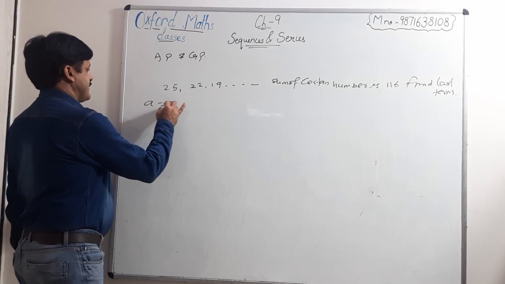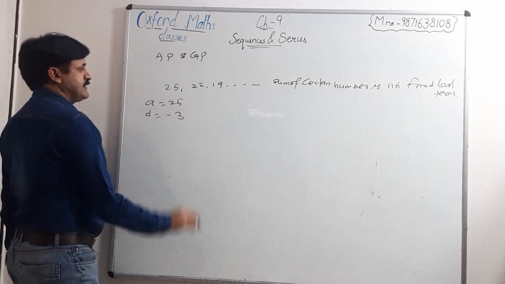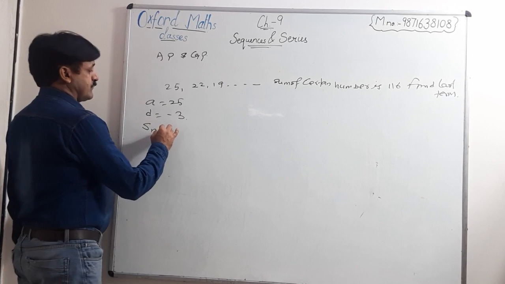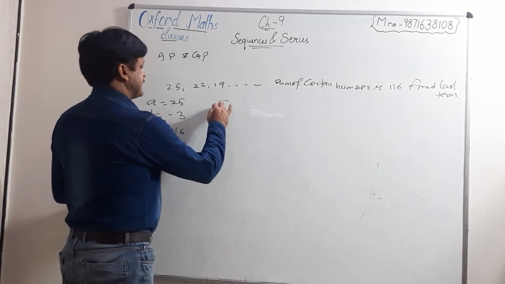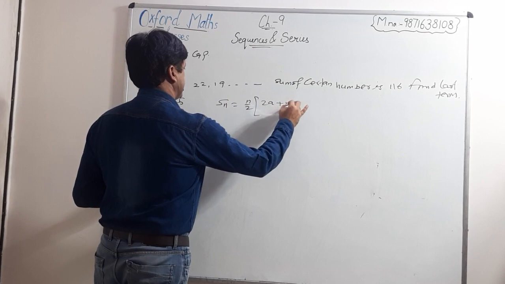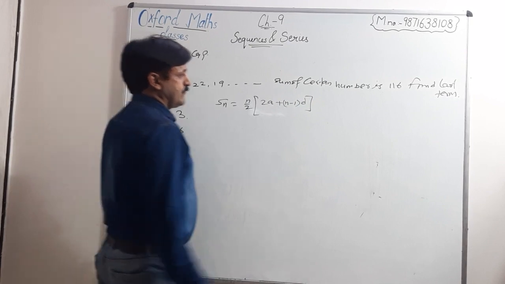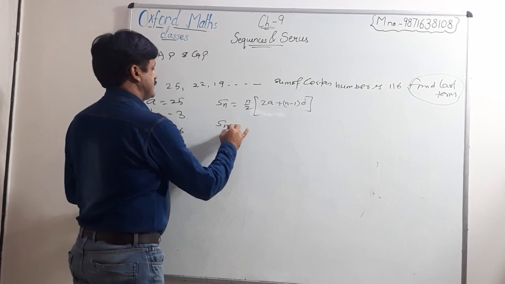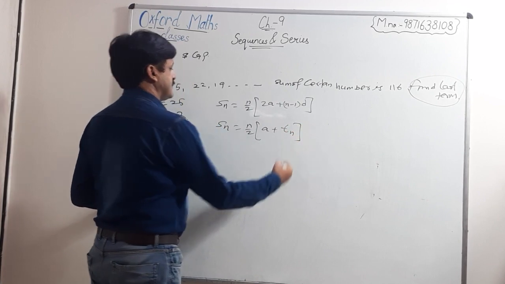Here a is equal to 25 and the common difference d is 22 minus 25, that is minus 3, and the sum given is Sn equal to 116. So Sn is equal to n upon 2 into 2a plus n minus 1 into d. Or, since we need to find the last term, we apply the formula Sn is equal to n upon 2 into a plus tn.